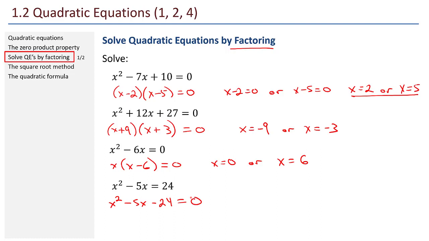Now, do you see how this factors? Give me two factors of 24, two things that multiply to make 24, and they add or subtract to make 5. How about 8 and 3? (x minus 8)(x plus 3) equals 0. And so the solution to this equation is x equals 8 or x equals negative 3.